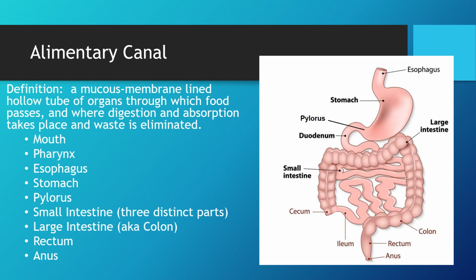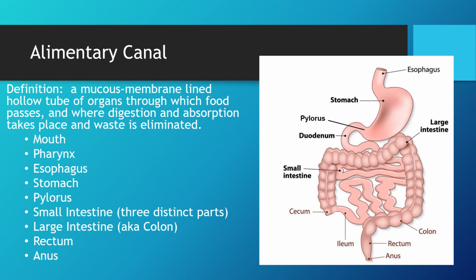So in order, from the most proximal, if you will, it's actually the most cranial, is the mouth, going all the way to the most caudal aspect or the most distal aspect, which is the anus. So it goes from the mouth to the pharynx to the esophagus to the stomach to the pylorus to the small intestine to the large intestine to the rectum and to the anus. And we're going to talk about each of these parts throughout the rest of the slides. You can see from the diagram the order in which they go in.